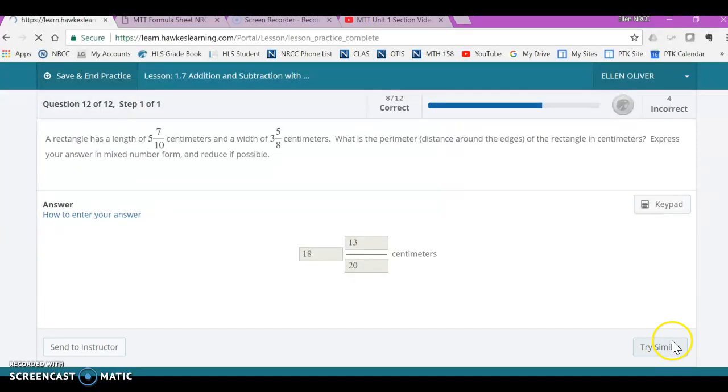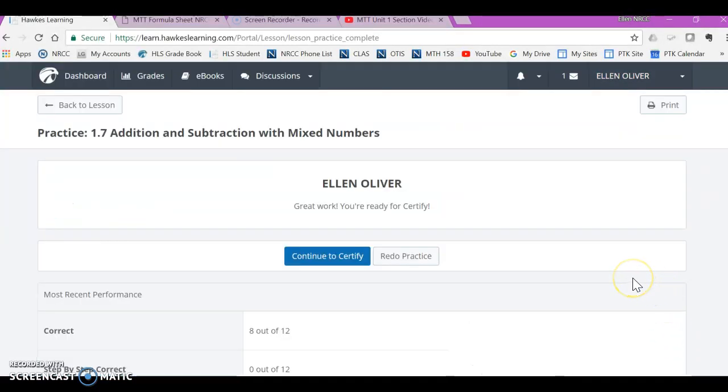And it is. And that was the last problem on that section. So hopefully that was helpful. Good luck.